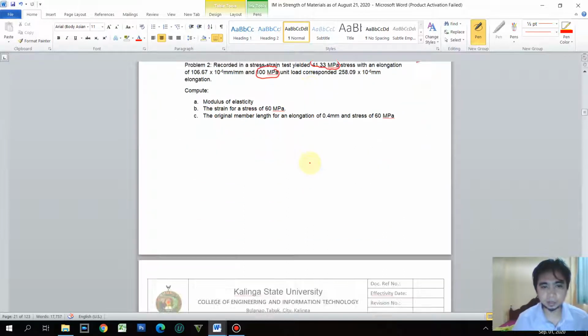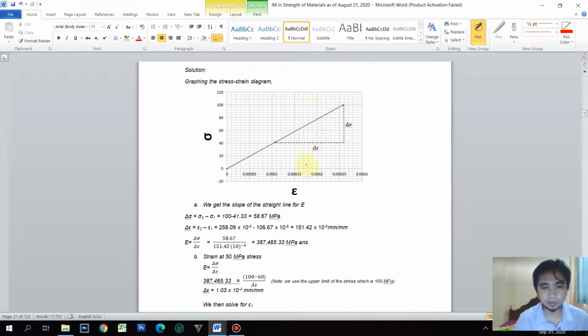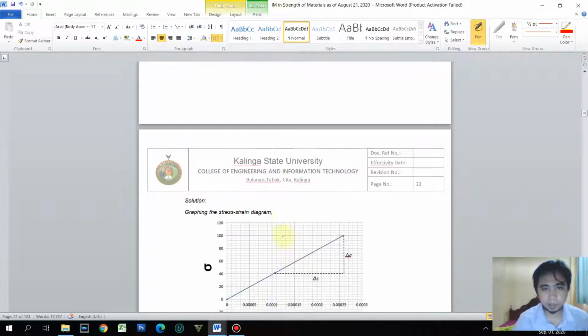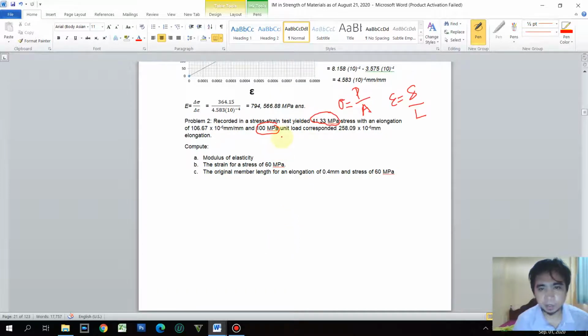So take note of that. So next, as I have been saying, modulus of elasticity is derived from the slope again. So similar to problem number 1, we'll just have to get the change in stress, okay, and then of course the change in strain. So just simply subtract those values. So this 258.09 millimeter per millimeter.